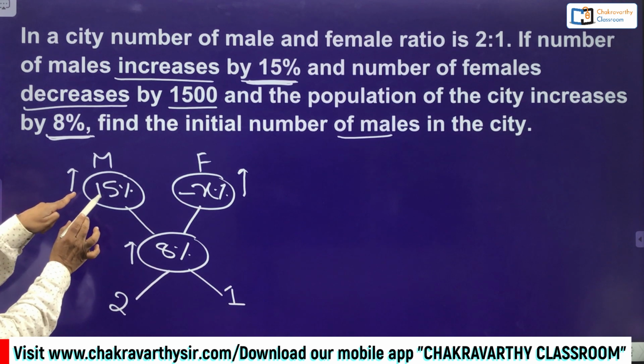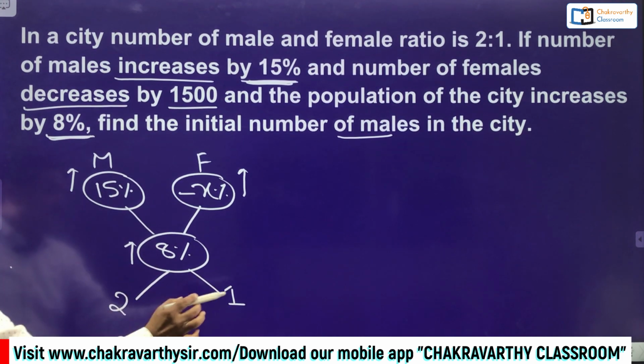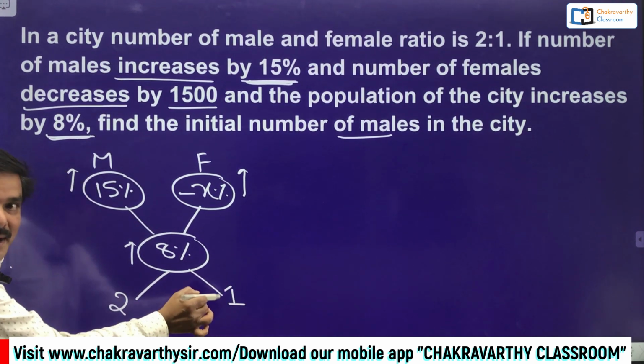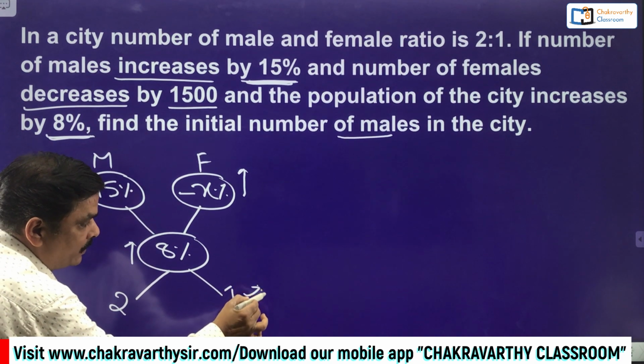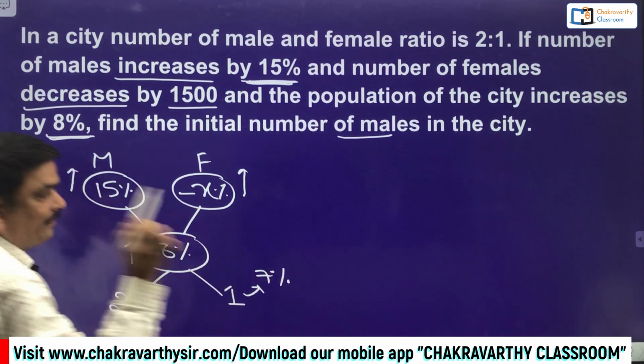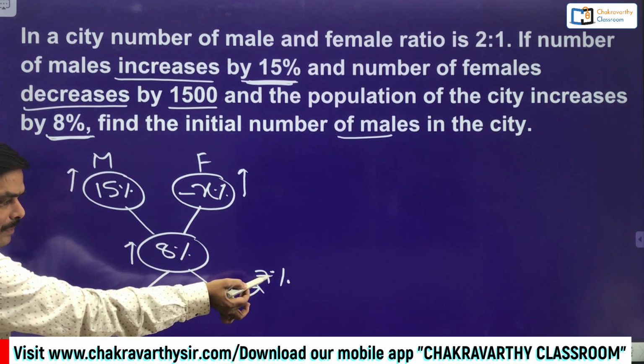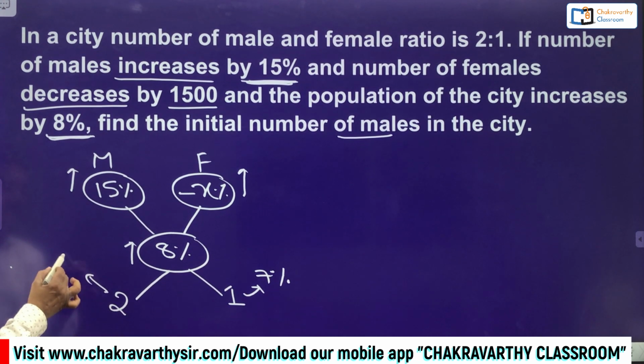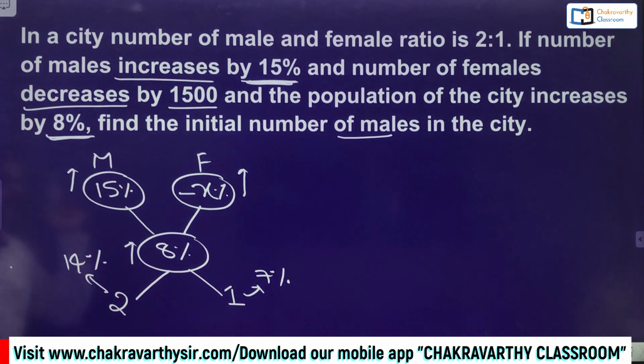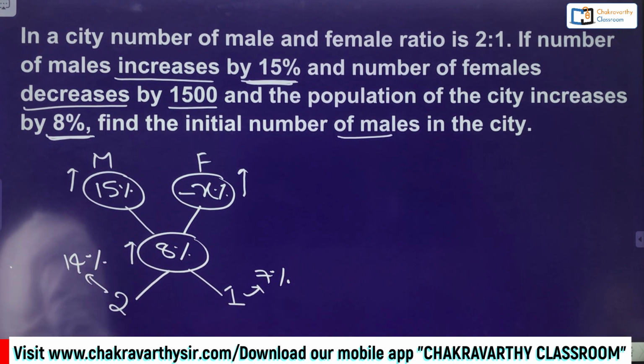Now clearly 15% minus 8% is 7%. This is one number actually. Percentage wise it is equal to 7%. Now when one part is 7%, two parts obviously 7 into 2, 14%. As simple as this one. Now we got the idea.